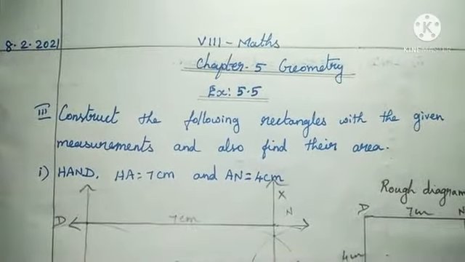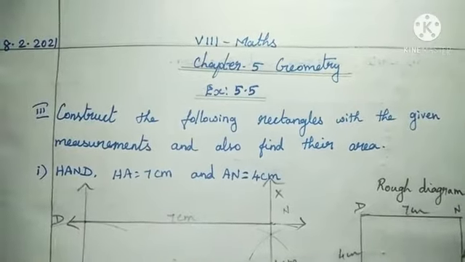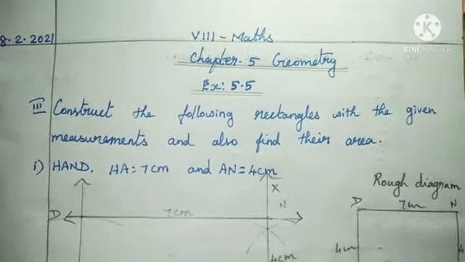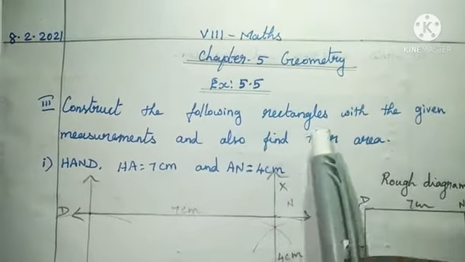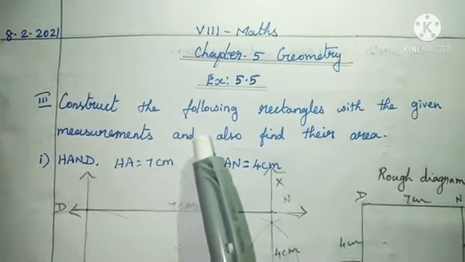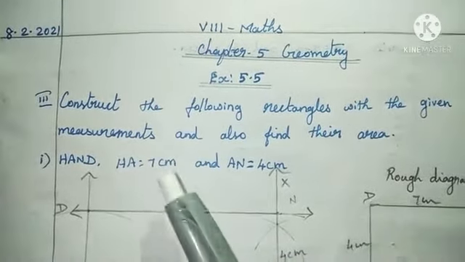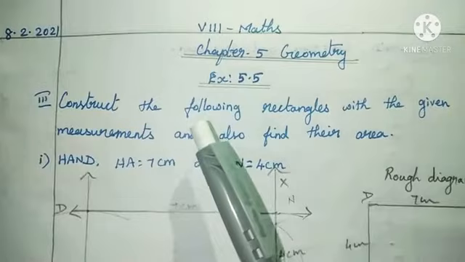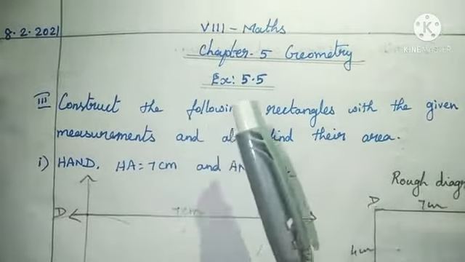Good morning, students. Today we are going to see how to construct a rectangle from chapter 5 geometry. Exercise 5.5. Construct the following rectangles with the given measurements and also find their area. The measurements are given. For those measurements you have to construct the rectangle, and for that rectangle you have to find their area also.